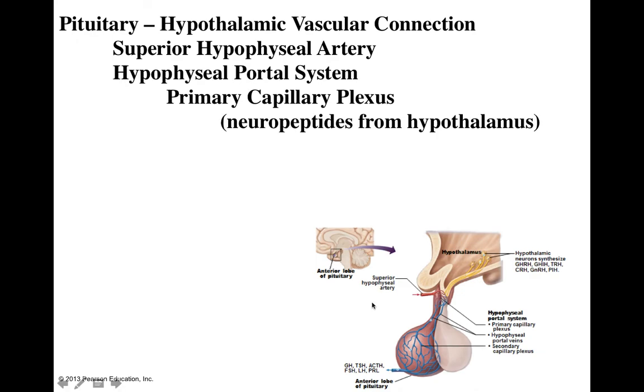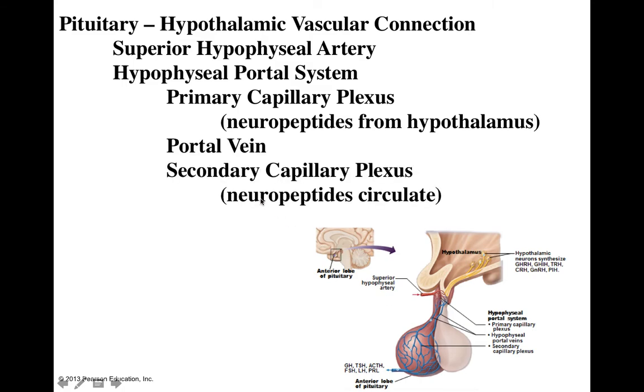So our primary capillary plexus then brings neuropeptides from the hypothalamus itself. Neuropeptides is a word that we're going to use for products that are produced inside of the hypothalamus. The hypothalamus is not a gland, so it doesn't technically produce hormones. So we're going to call them neuropeptides. However, the hypothalamus is going to release these neuropeptides into the primary capillary plexus, where they will then go down through, you guessed it, the hypophyseal portal veins and interact with the secondary capillary plexus. Here we go, portal vein, secondary capillary plexus.